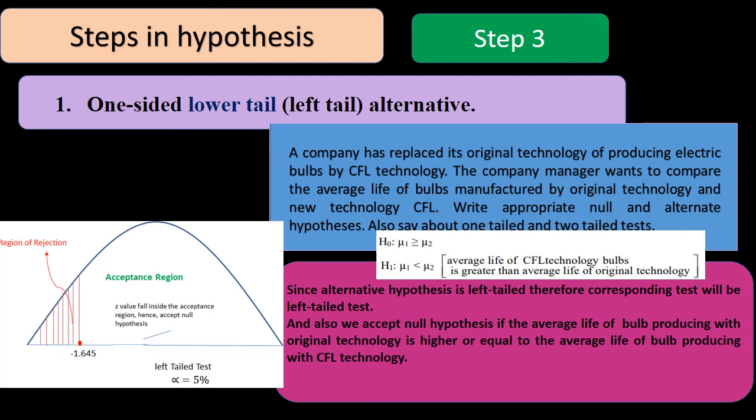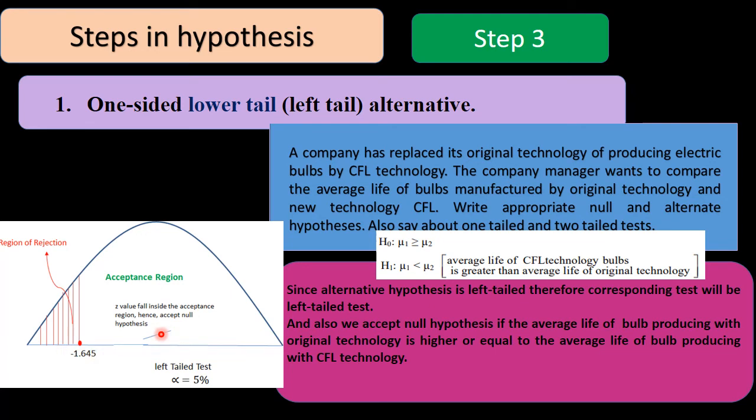Then we have to reject the null hypothesis if the test value is somewhere in the critical region. That means if it is less than the critical value of minus 1.645, we need to reject the null hypothesis. That means we have to accept the alternative hypothesis. That's what is mentioned here.